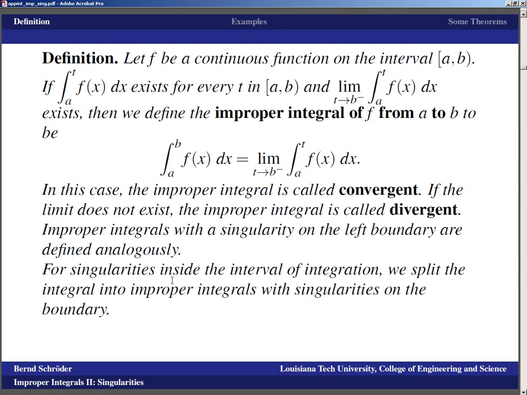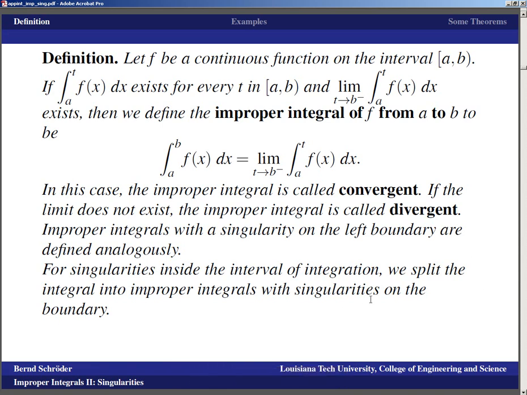When there are singularities inside the interval of integration, you just split the integral into improper integrals with singularities on the boundary. So just like when we had an integral from negative infinity to infinity, we split it at 0 or somewhere. If we now have an integral from a to b and there's a singularity in the middle, we would first go from a to c and then from c to b. And both of those improper integrals would have to exist.